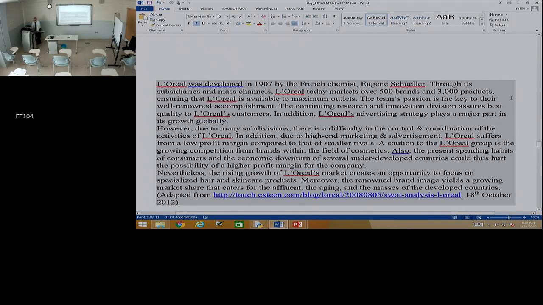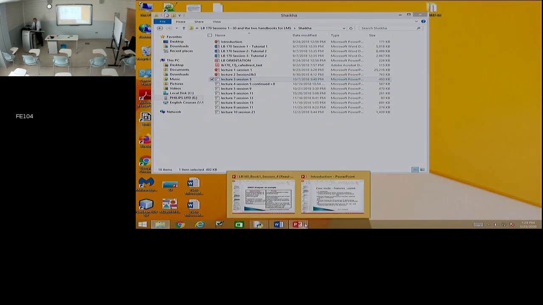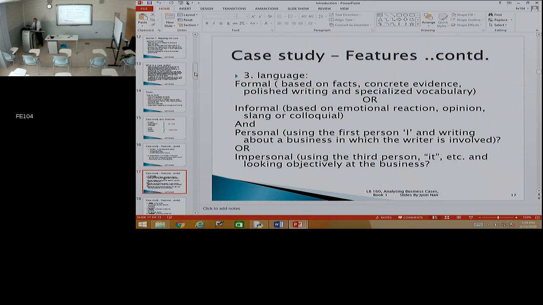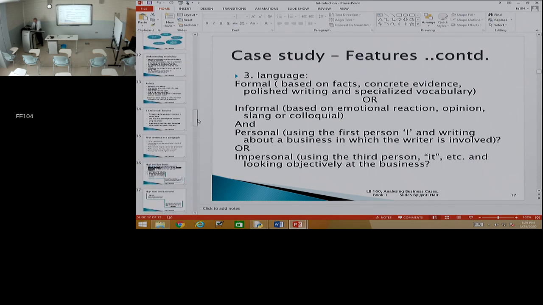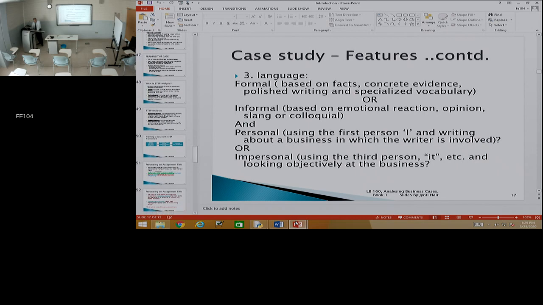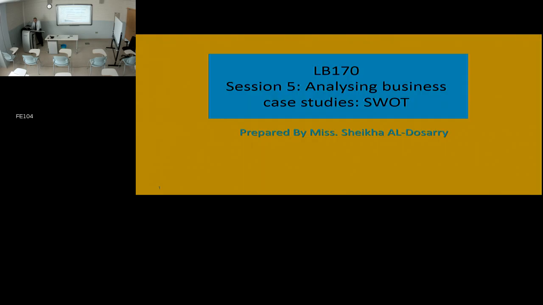Okay, now we move to another analysis that is very important in the coming classes. This analysis is called SWOT. We are done with the SWOT. Now we move to another analysis that's called STEEPLE. That's called what? STEEPLE.